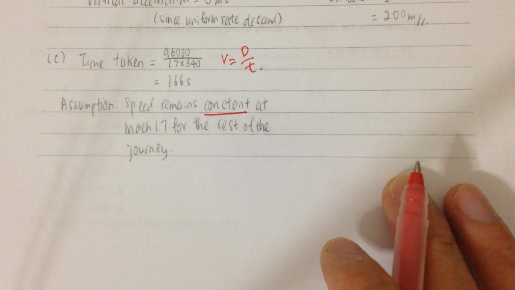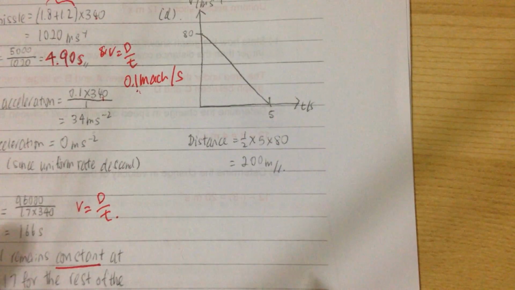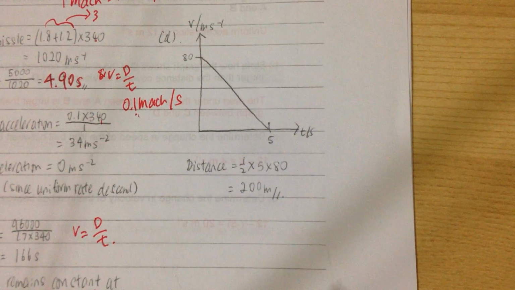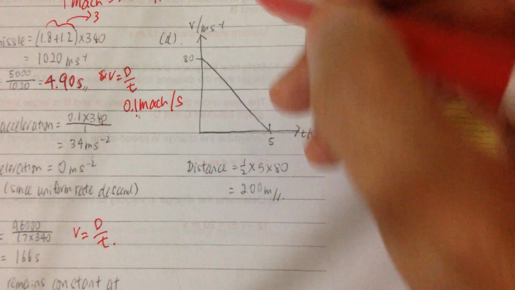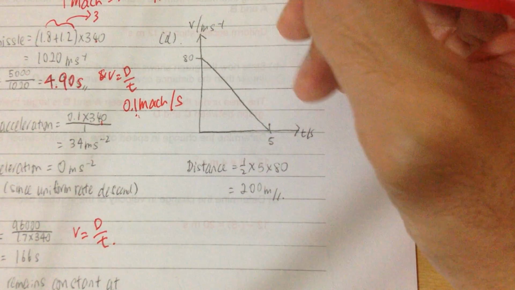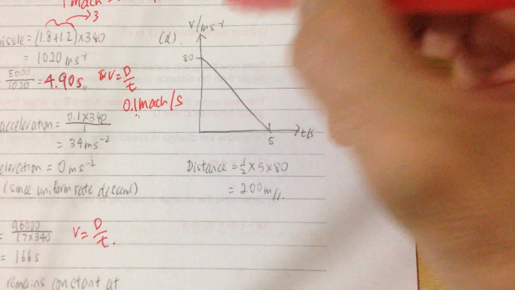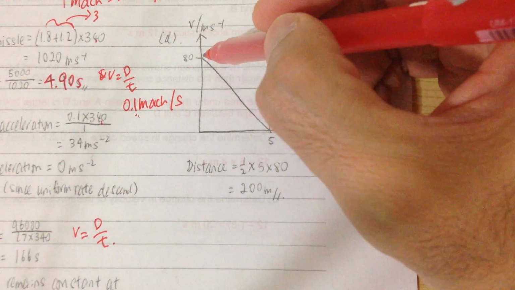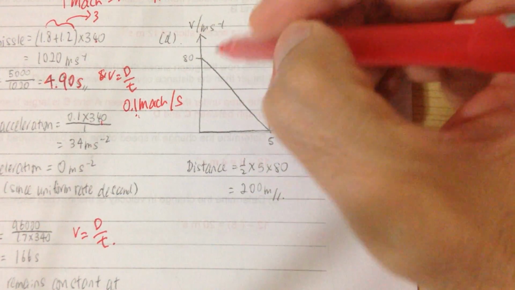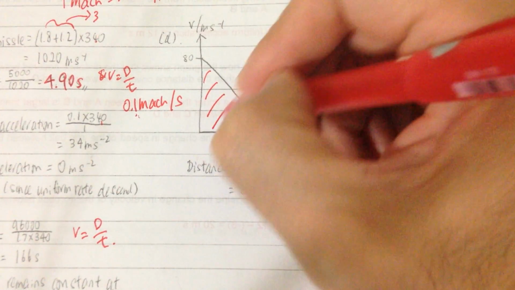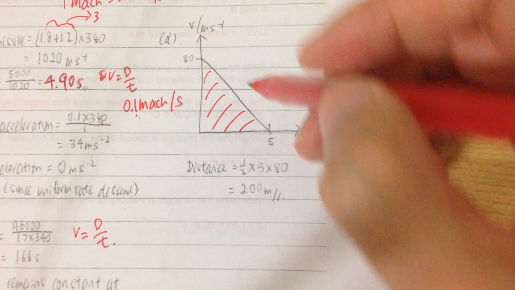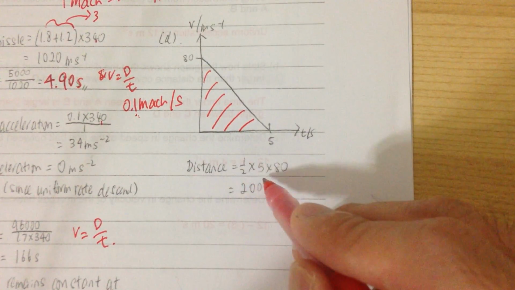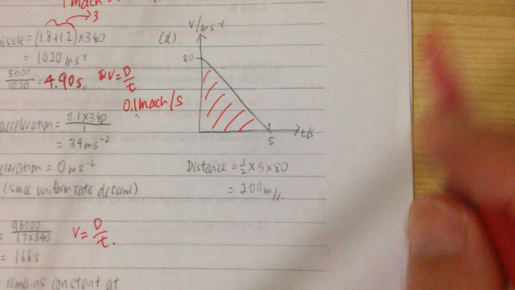So the last question is actually the one where you need to use the area under the graph, because the aeroplane decelerates. So because of that you cannot use speed equal to distance over time. It mentions that it starts at 80 meters per second and it took 5 seconds to decelerate. So from there you can find that the speed-time graph will be defined by this shape. So the distance traveled will be half times 5 times 80. So the answer is 200 meters.